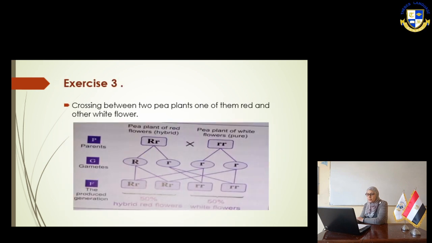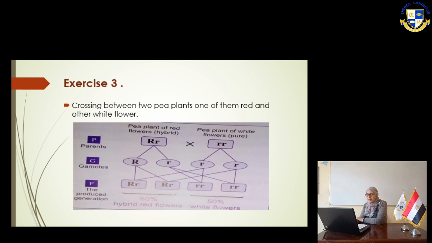Slide number 6. Exercise number 3. Crossing between two pea plants, one of them red and the other white flower. Here we can see the parent capital R small r, the pea plant of red flower hybrid, and the pea plant of the white flower pure small r small r.